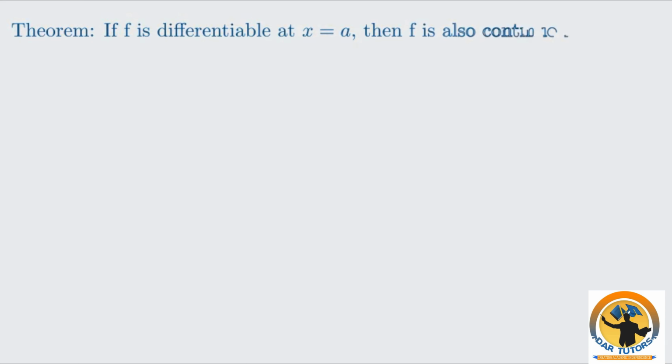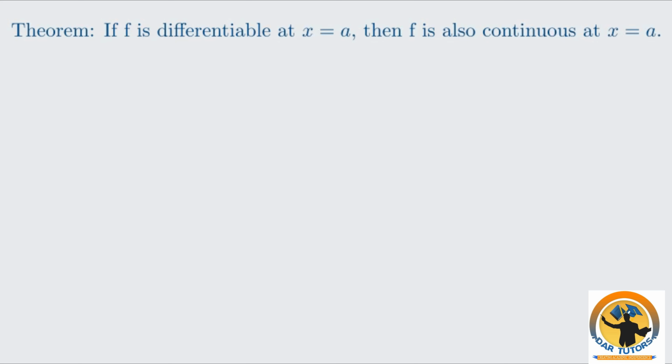Our first objective is to prove a key theorem. If a function is differentiable at a point, then it must also be continuous at that point. Let's state this formally. If a function f is differentiable at x equals a, then f is also continuous at x equals a. To prove this, we need to show that the condition for continuity is met.